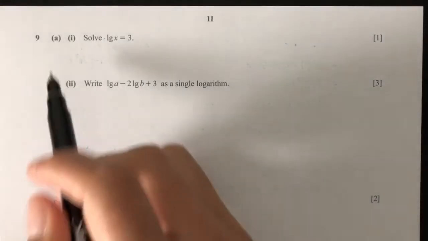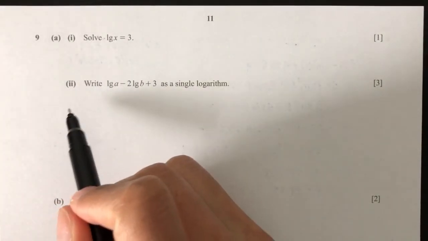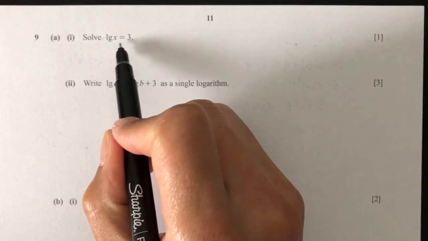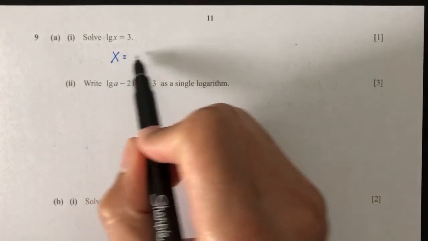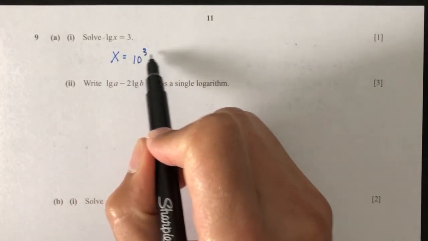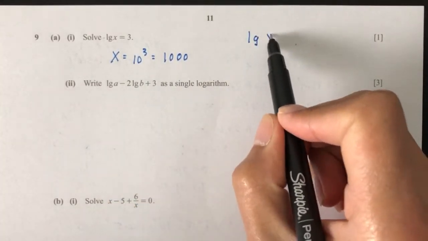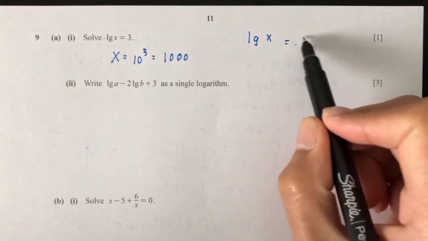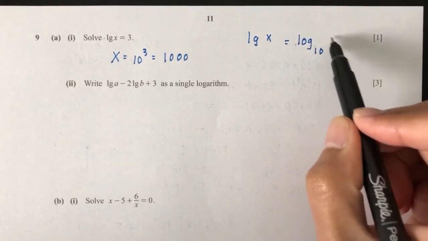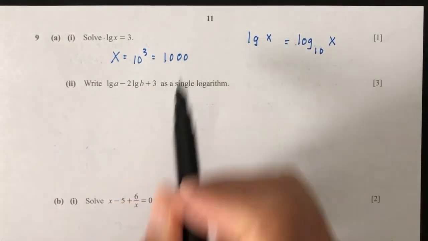Question number 9, part A, solve this equation. So we have lg x equal to 3. So x equal to 10 to the power 3, that will be 1000. So lg x, when you see that, it is equal to log base 10 of x. That's why it becomes this.